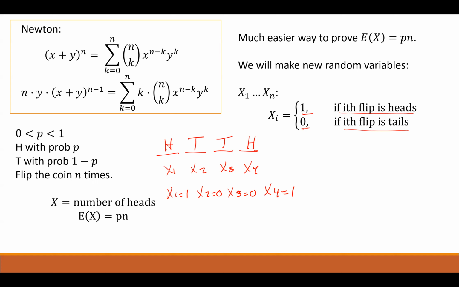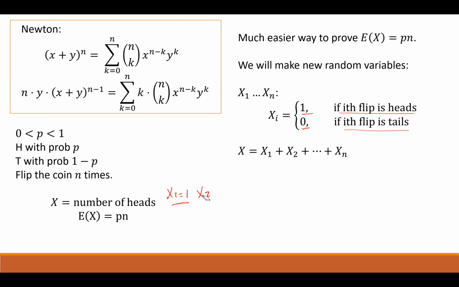Okay, so these are my indicator random variables, and if I do that, then the number of times I flip heads is simply the sum. So I flipped heads once in the beginning and once in the end, and these two are 0, so if I add those up, I get 2, and I flipped exactly 2 coins to be heads. So I can express my random variable x as the sum of these other random variables.